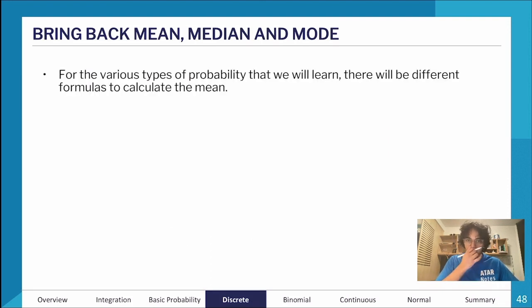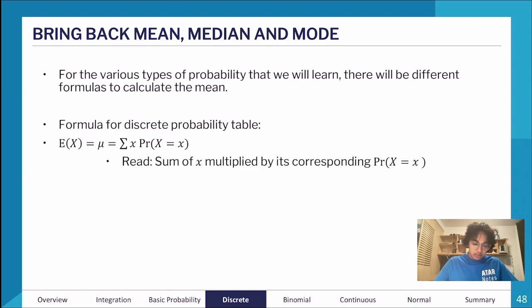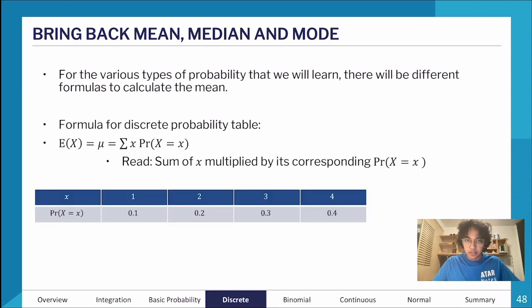But how do we work out the mean? With the mean, there's actually a formula to use, right? And that changes based on what sort of distribution it is, whether it be binomial, continuous, normal, or discrete. We have a different equation to use. So when we're using a table, we want to use this freaky looking formula, right? What this says is you want to take every single x value, multiply by its probability, then add it together, right? So the way you'd read it, like I just said, is the sum of x multiplied by its corresponding probability.